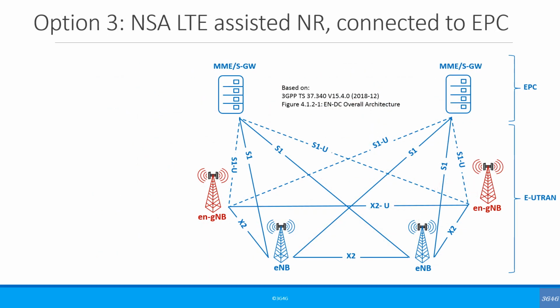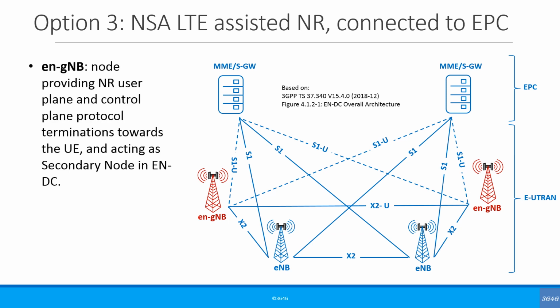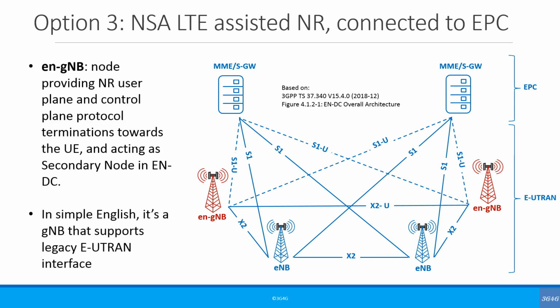And if somebody wants to understand, this is basically what the non-standalone looks like. You have the term en-gNB, which is basically a gNB that supports the legacy E-UTRAN interface. We're not going to go into details, but I just wanted to leave it here for the sake of completion.